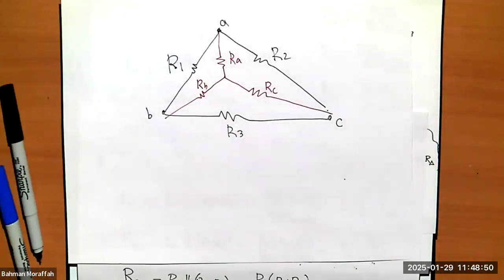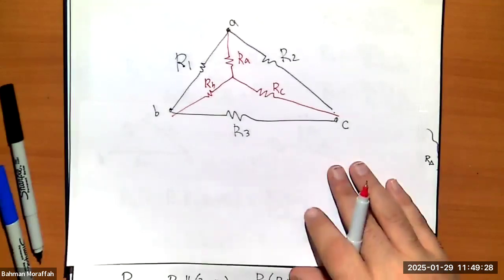A few points. If I look at the delta, how many nodes do I have? 3, right? A, B, and C. But as soon as I go from delta to Y, I'm creating one node in the middle. So instead of having 3 nodes, I have 4 nodes. This specifically will come in handy later on in this class when we're analyzing circuits in a more complicated fashion. Keep that in mind.